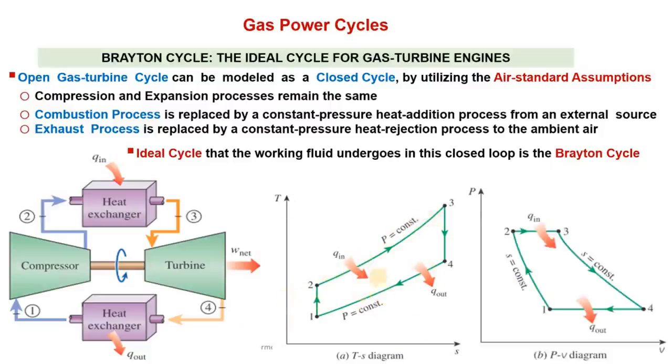Okay, so the same process can be shown on PV diagram, right? Pressure versus volume diagram. Here the 1 to 2 process was isentropic, but the 1 to 2 process is actually a compression process.